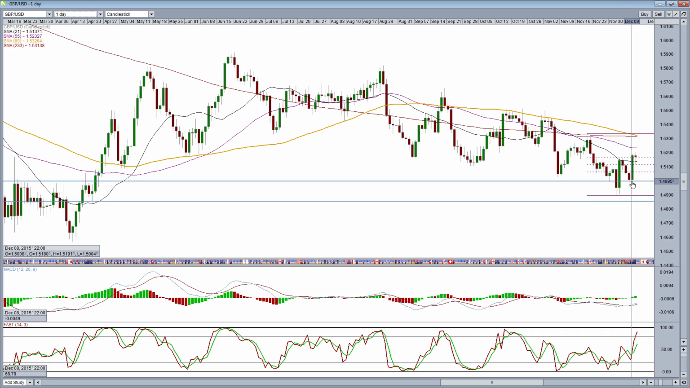But then, on the back of that broad-based dollar weakness, we actually saw these prior highs taken out, the 61.8 Fibonacci retracement taken out, which may suggest that the pair is looking a little bit more bullish in the short to medium term.